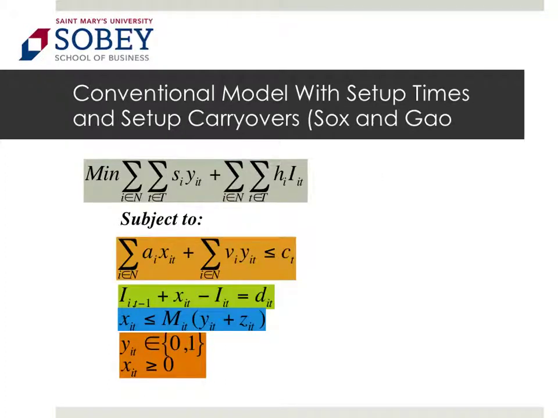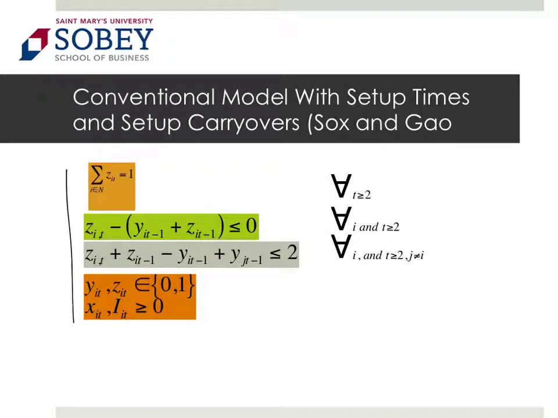You have another model that came out by Sox and I think that's Gao, carrying the same issues. Certainly, you see here that is the logical constraint, sorry, that is supposed to help to trigger the setup carryovers and setups. And they had to introduce these three sets of constraints to capture setup carryovers. Now, they allow for multiple period carryovers in this formulation. Haas did not allow for that.